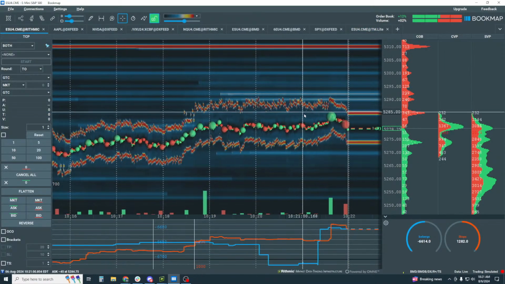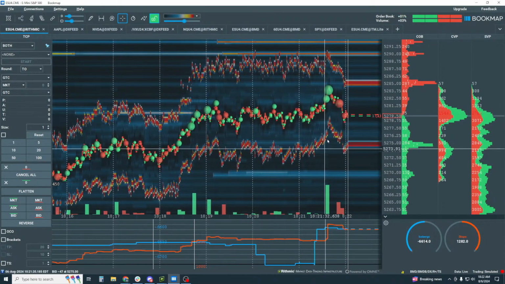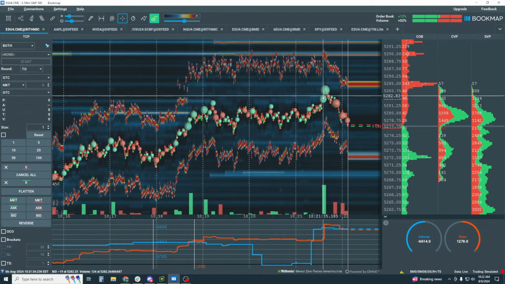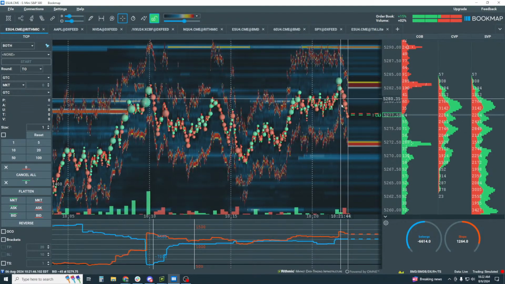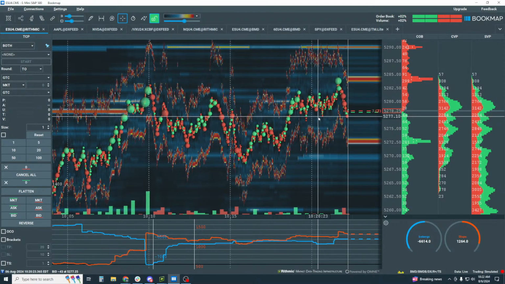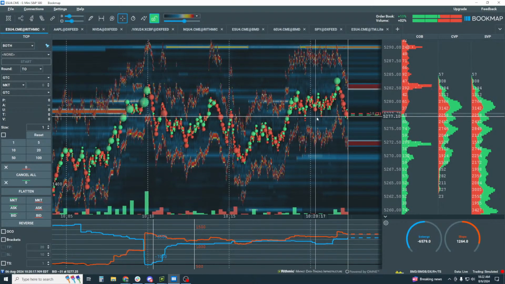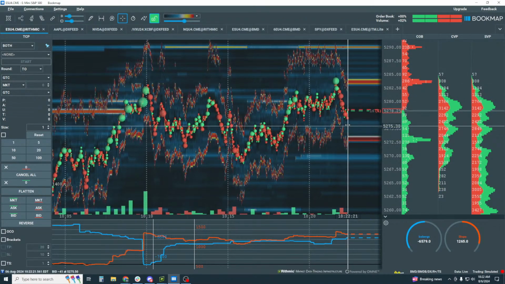Okay, let's zoom back over here. Here's our stop run here in the rhythmic chart. Okay, to the upside right here. Boom. So nice stop run, and now we're seeing sellers take it right back down to the bottom of this range here. Okay, so it broke out and then came right back in the range here.